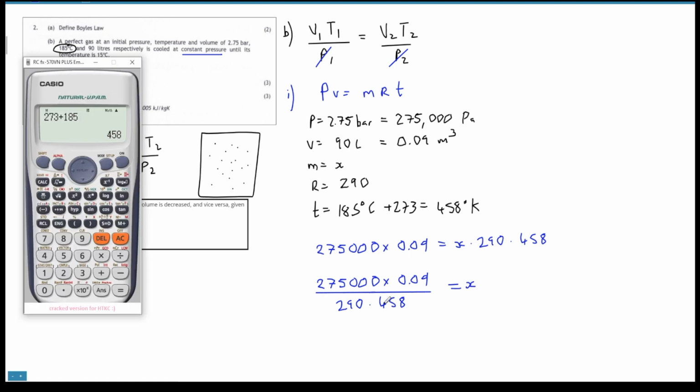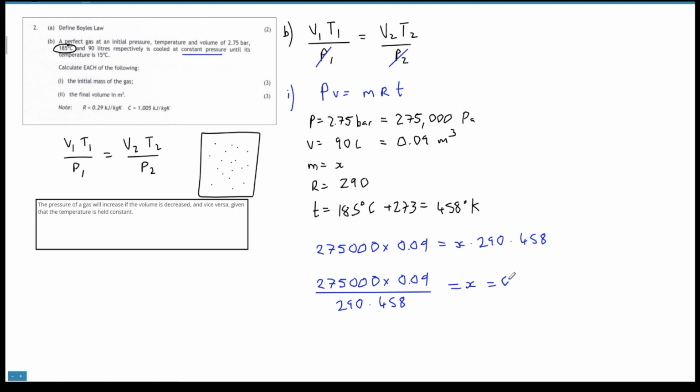So I get my calculator and just crunch them all through. We're going to do 275,000. Just check those numbers. All right, that makes sense. Times it by 0.09. That's good. And then we're going to divide it in brackets by the 290 times 458. Okay, that gave me 0.1863 kilograms.